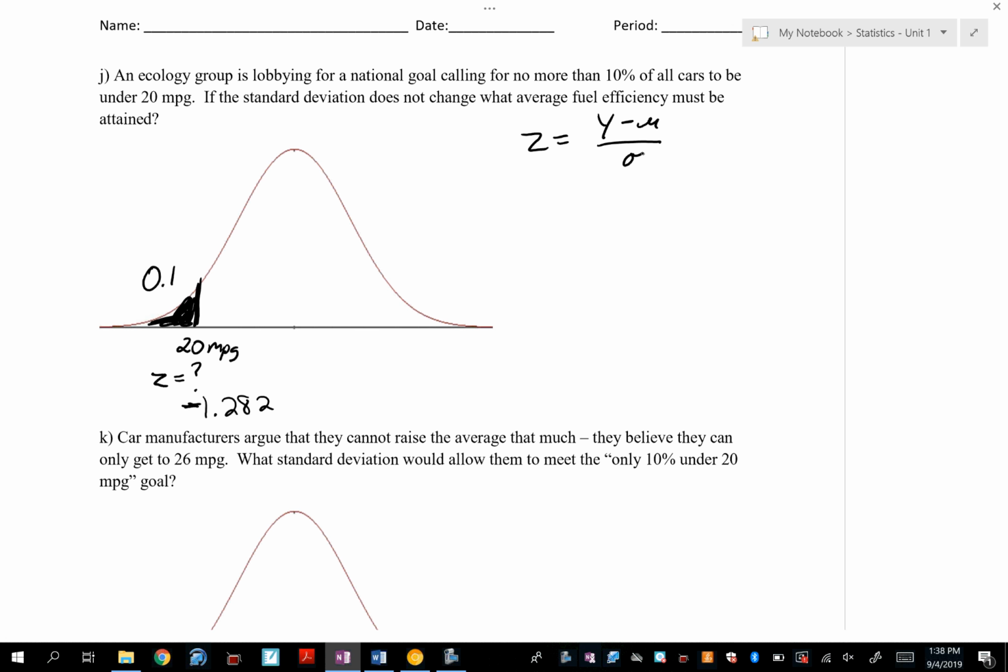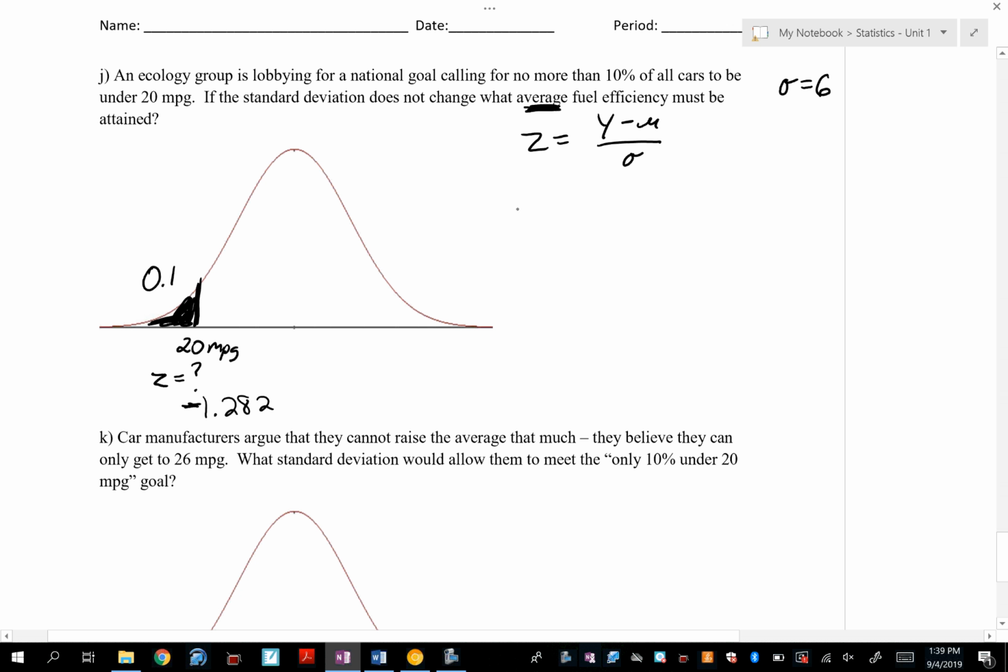Now let's read the problem to make sure we know what we're doing. If the standard deviation does not change, so what was our standard deviation on all the problems so far? 6. When we standardize, it is 1. But before standardizing, it's 6, right? So I know this is going to be 6. I just found the z-score. What do they want me to find if the standard deviation does not change? What average fuel efficiency must be attained? They're asking us to find the average. That's mu. That's the mean.